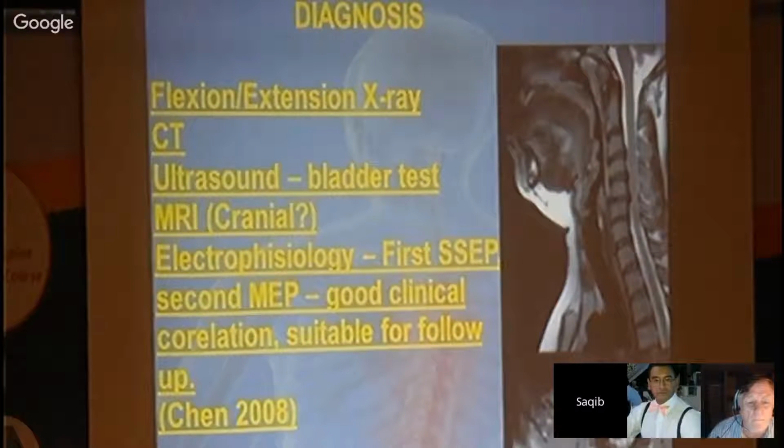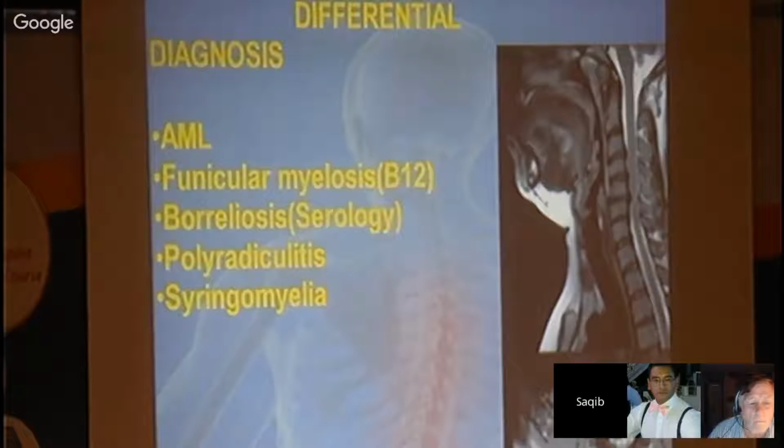Electrophysiology is helping. You have to consider SSEPs and MEPs, and there is a good clinical correlation with progression of the disease. In case you're having a reduction of SSEPs and MEPs, then the disease is progressing, so you have to act. If you want to do a differential, you could consider ALS or follicular myelitis. You have to check your B12. You could send serology for borreliosis. You could have polyradiculitis, and you could have syringomyelia. This also could be considered in the differential.